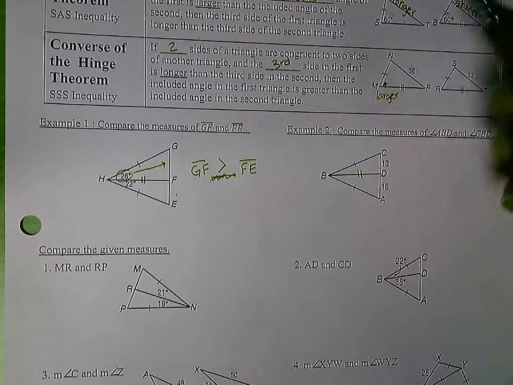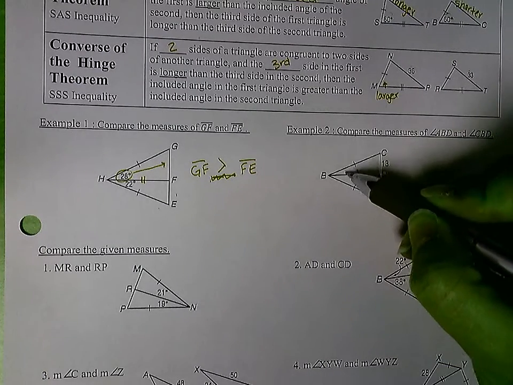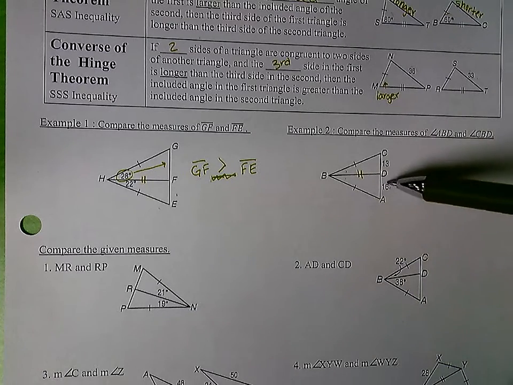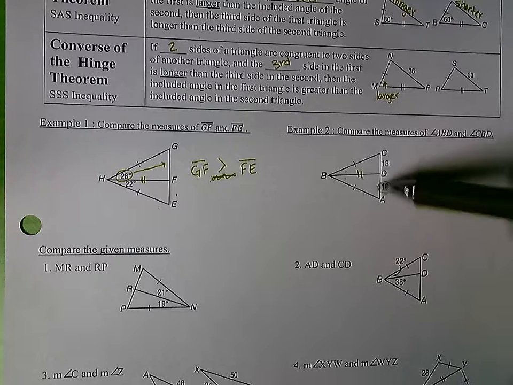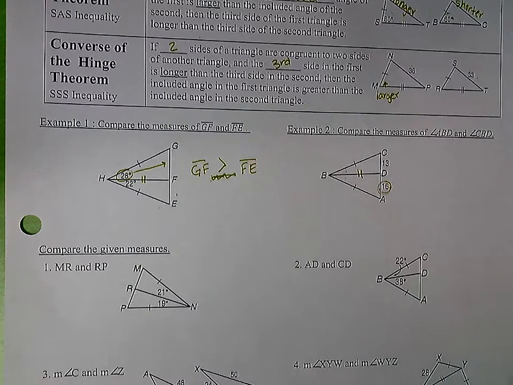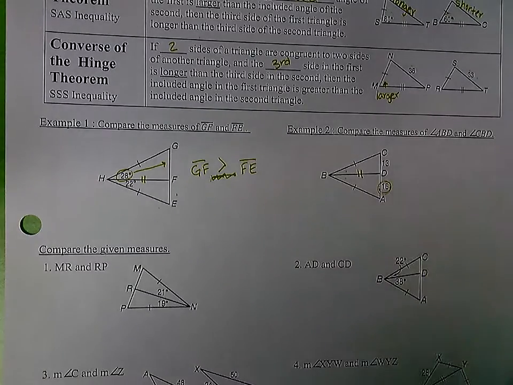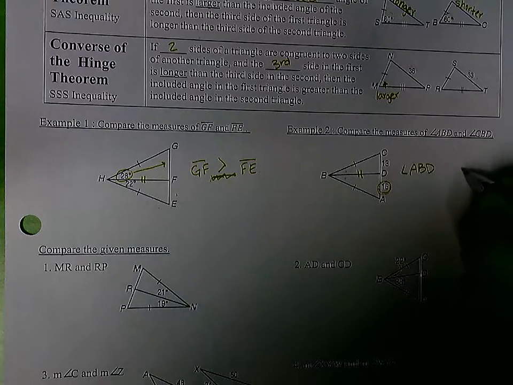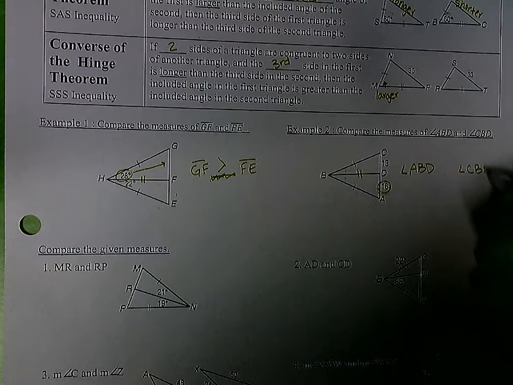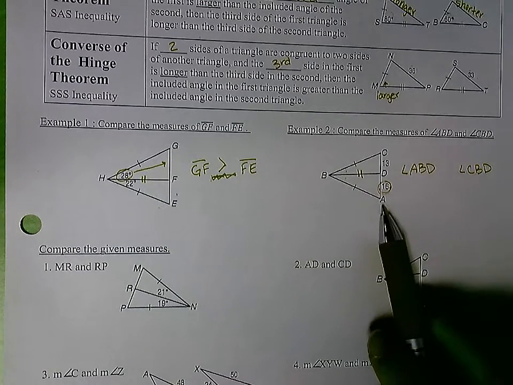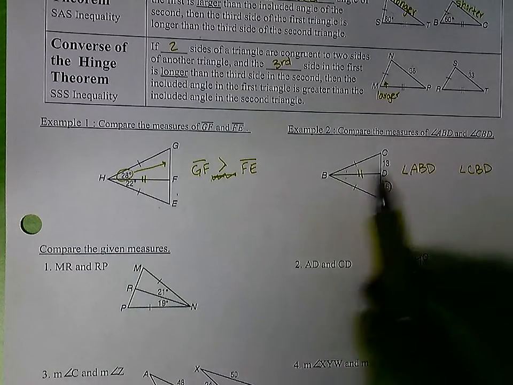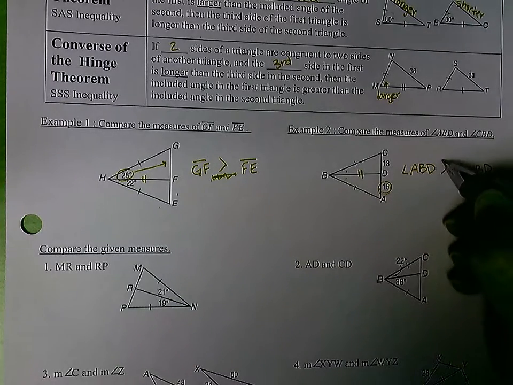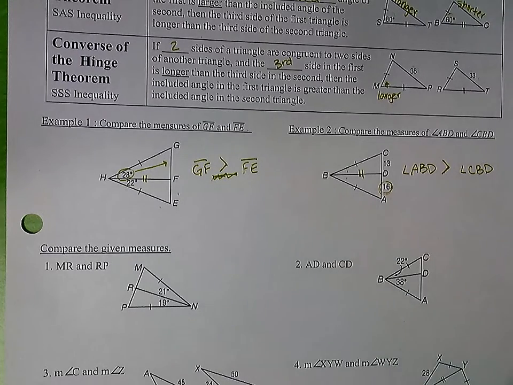Next, I'm looking at these two angles right here, to see which is greater. So I need to look for the side across that is greater. That would be 16. Okay, so if I'm comparing angle ABD to angle CBD, ABD would be my greater angle. So I can write that it is greater than.